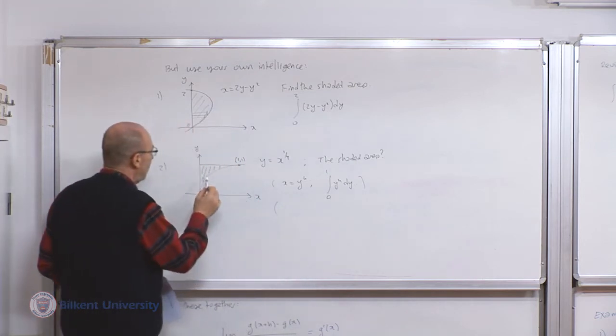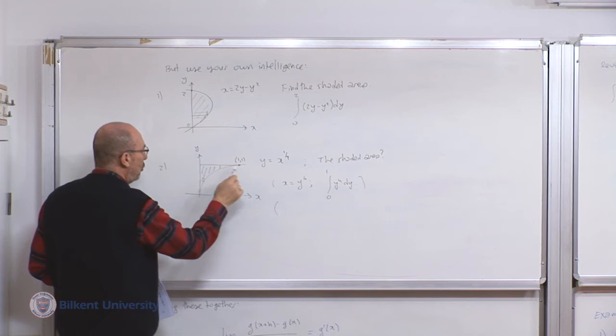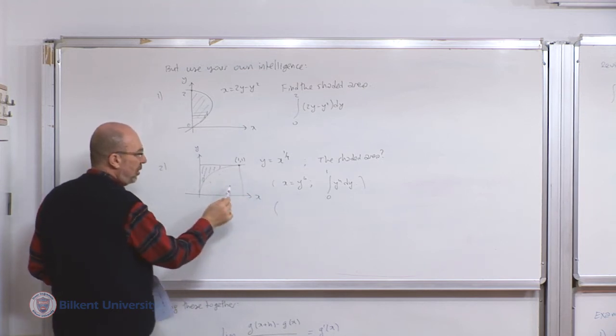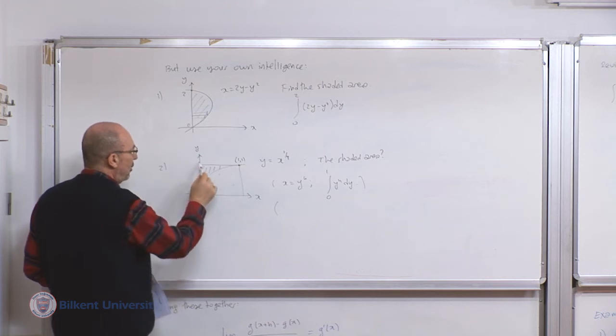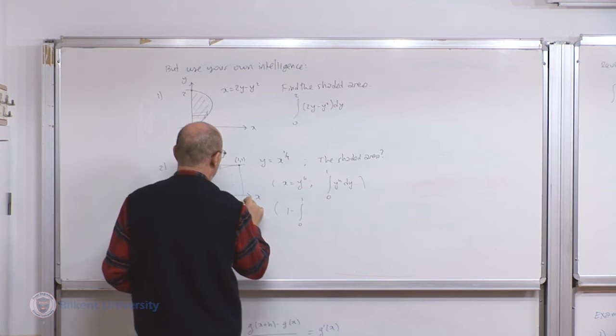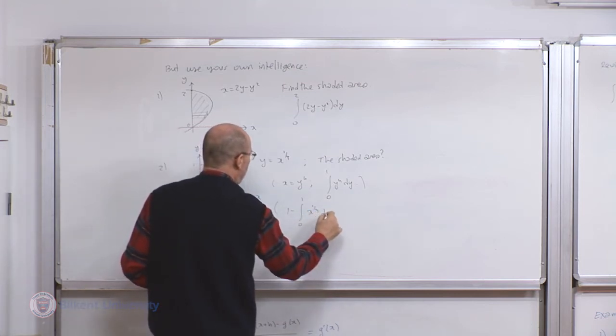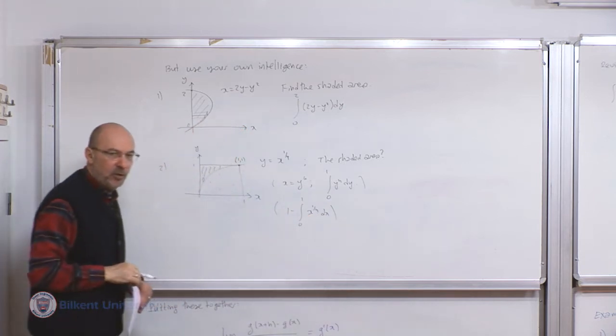Another solution is you can now integrate this, but you see when you integrate this, you find the area of this non-shaded area, and you have a square here. So 1 minus the integral from 0 to 1. This is 1, this is 1. X to the 1 over 4 dx. So this will also give you the answer.